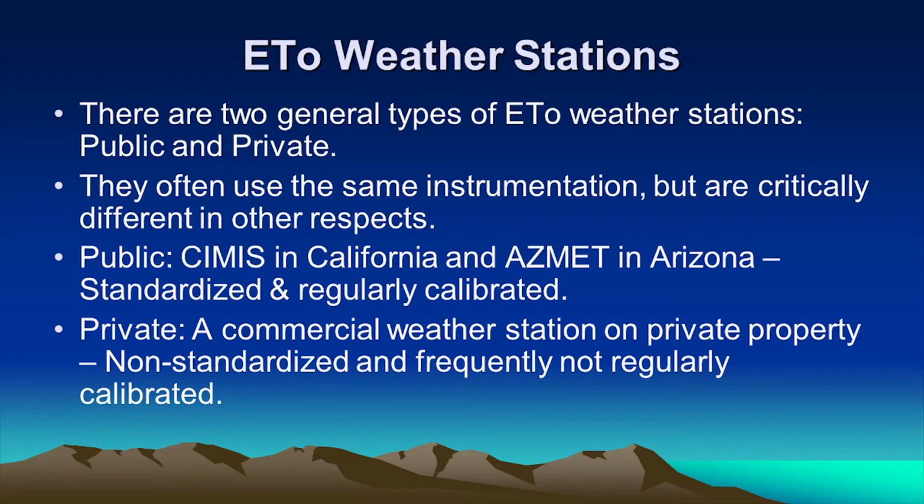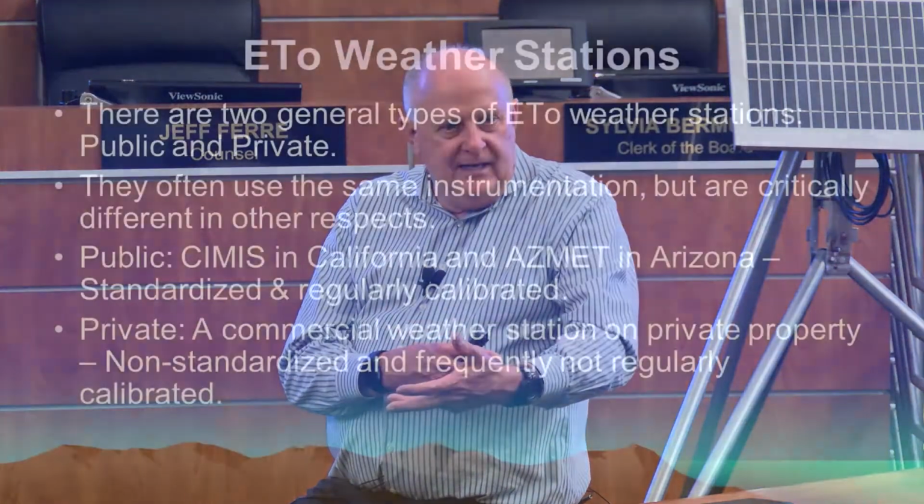The advantage of the CIMIS stations, which are our public stations, is they're regularly calibrated. They have the same instrumentation. They're regularly calibrated and repaired. They're standardized. You're going to see in a minute where they are all over California. This is a California Department of Water Resources program, and you're going to see where all the stations are throughout California. They're all the same, and they're maintained every month. Somebody goes out there and makes sure that they're reading right and nothing's broken and that kind of thing.